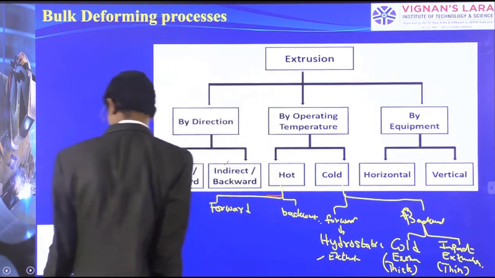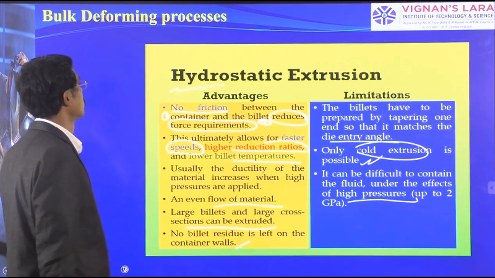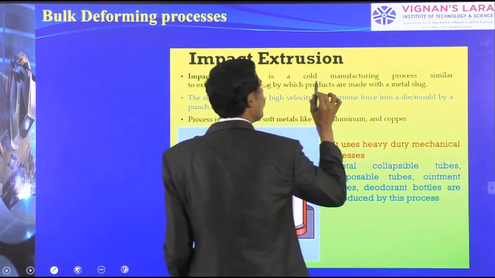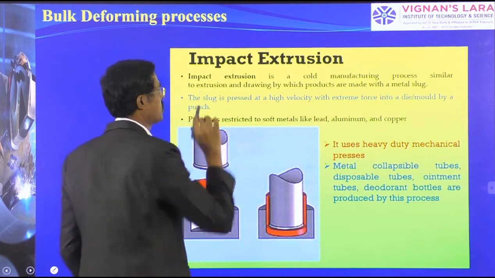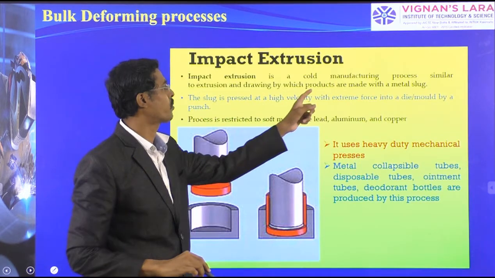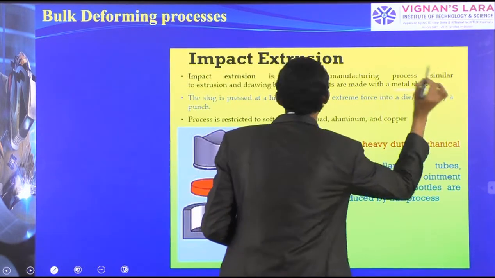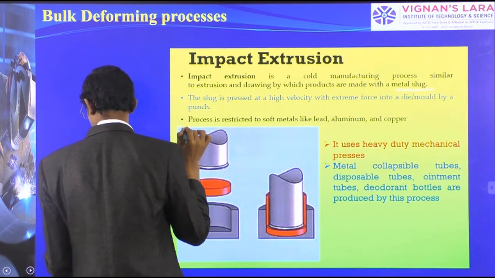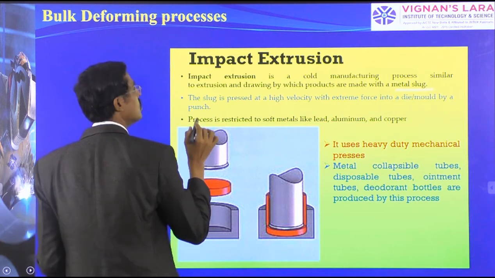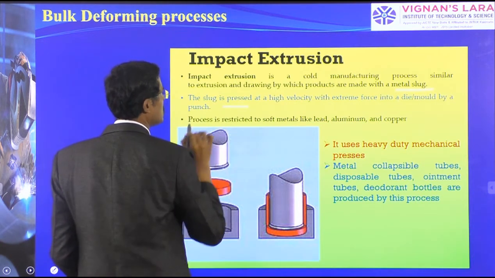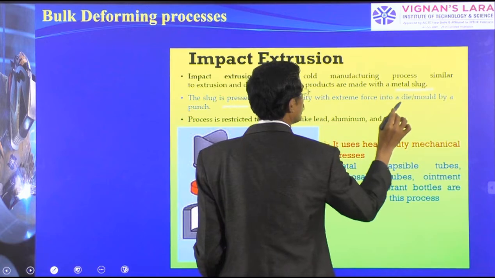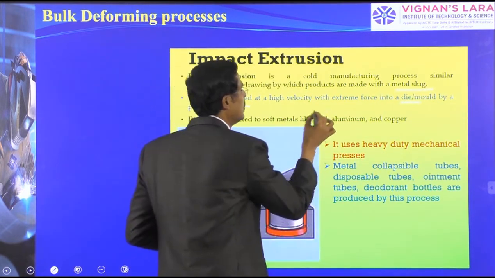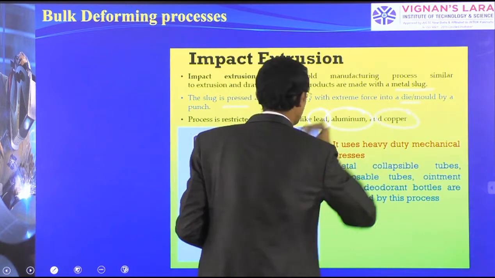Impact extrusion, a cold extrusion. You see, this impact extrusion is a cold manufacturing process, similar to extrusion and like drawing, by which the product is made from a metal slug. So what I want to do now: the slug is pressurized at high velocity with extreme force in the die mold by a punch. The process is restricted to soft metals like lead, aluminium and copper.